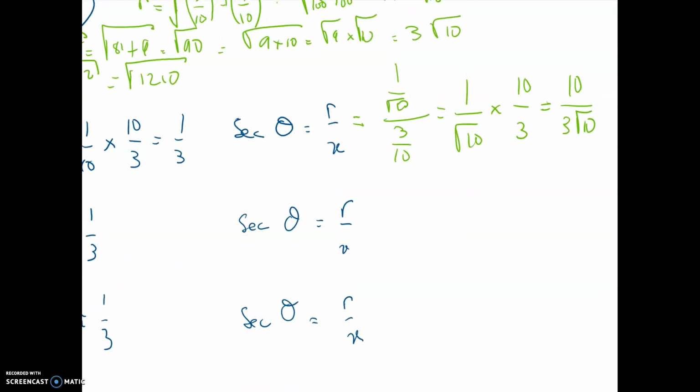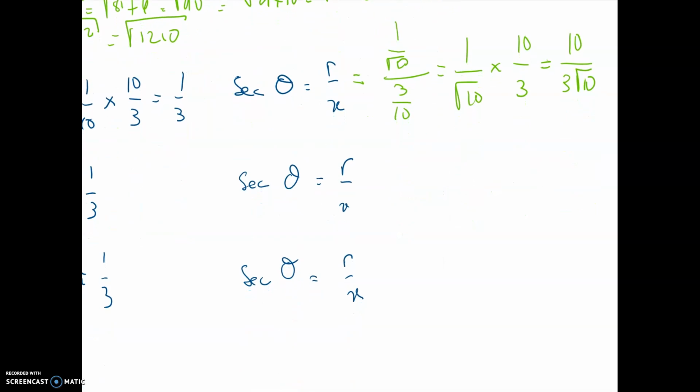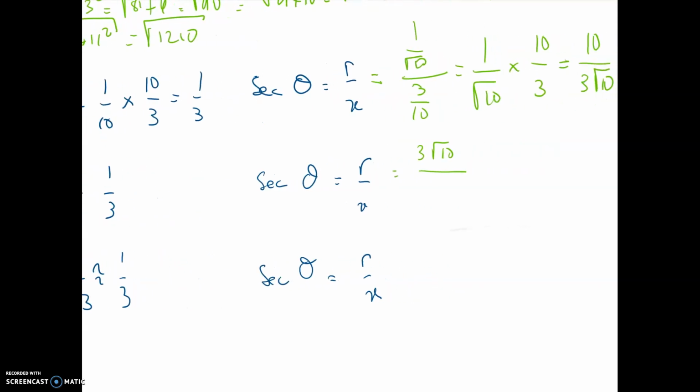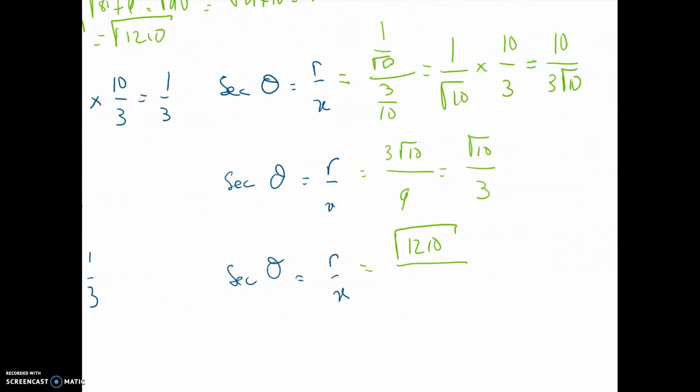If I look at the second one, r, we said, would be 3 square root of 10. So I have right here 3 square root of 10 over x, and I know that my x equals 9. So it's going to be square root of 10 divided by 3 on this side. And if I look at the last one, I end up with r, which is the square root of 1210 divided by x, and x is supposed to be 33.